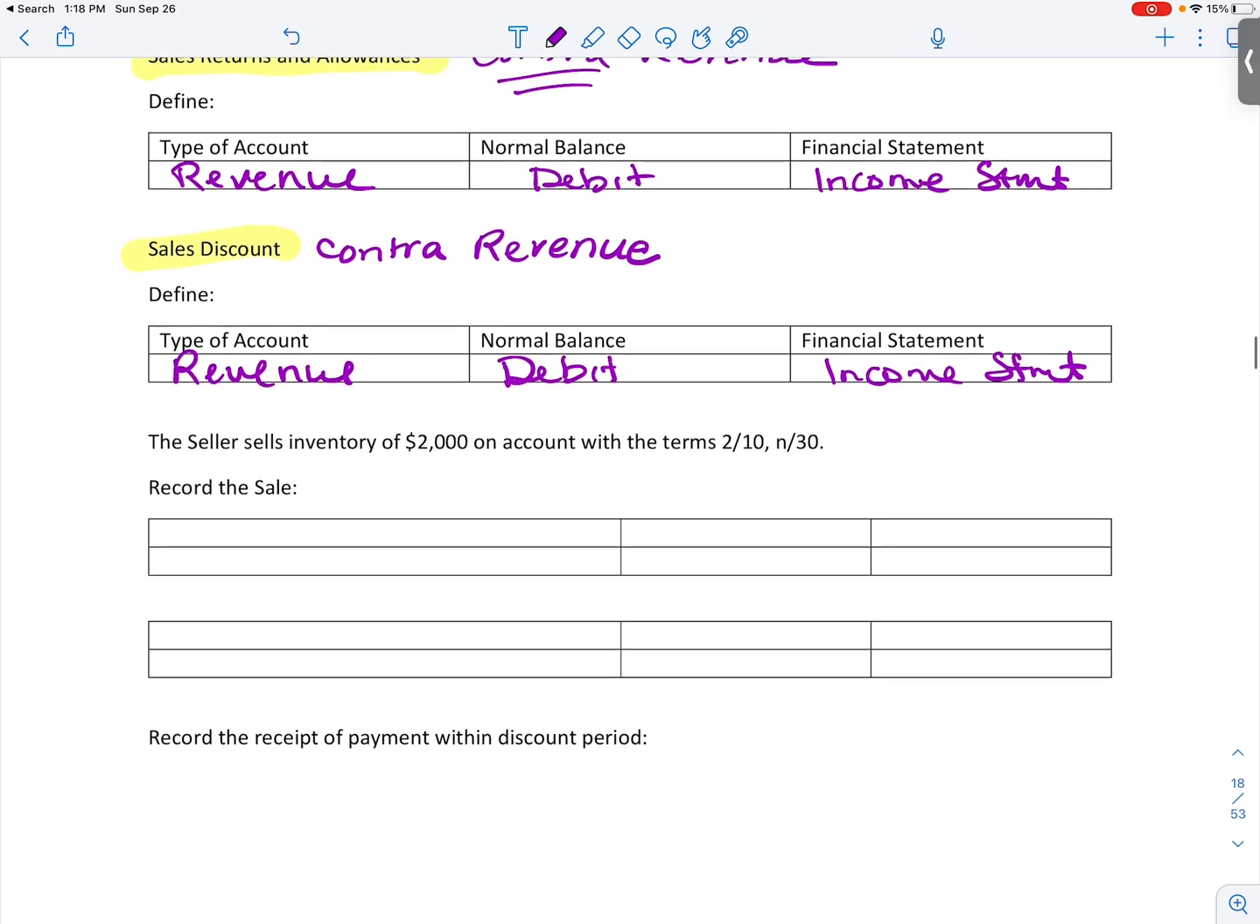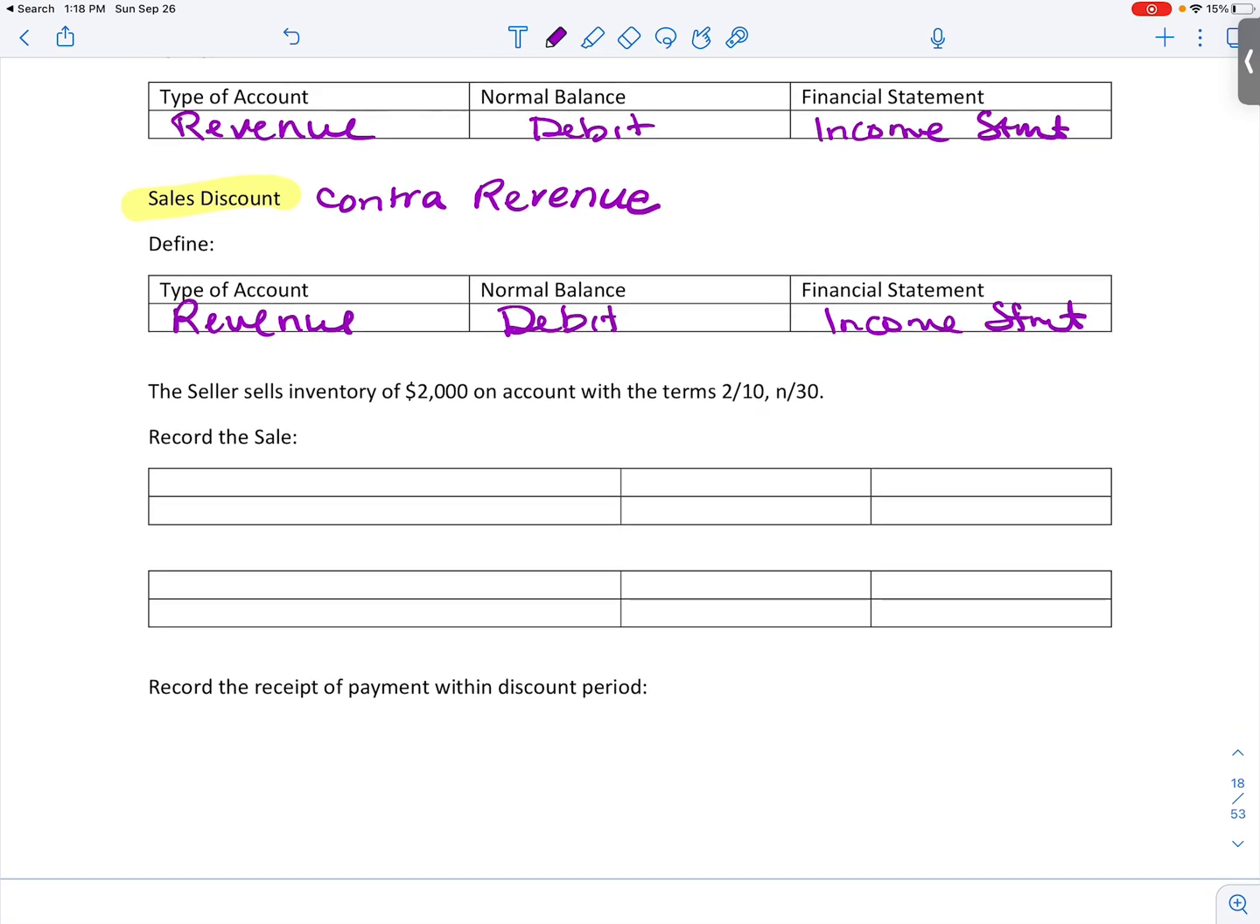So let's look at what happens on the seller side when we make a sale. We also have to record not only the sale, but also the cost. The cost of the inventory here is $1,500.